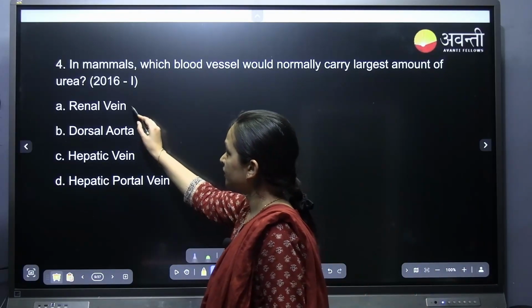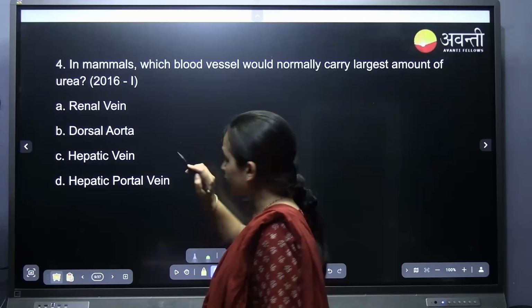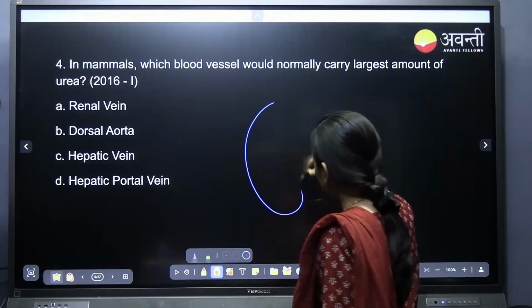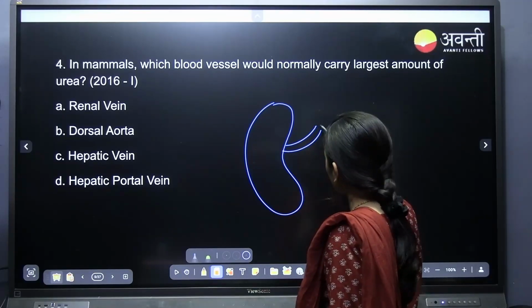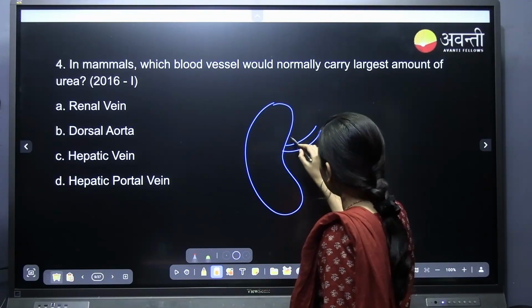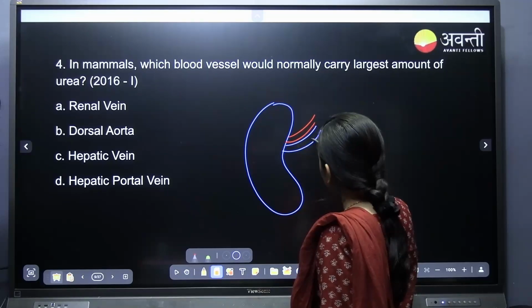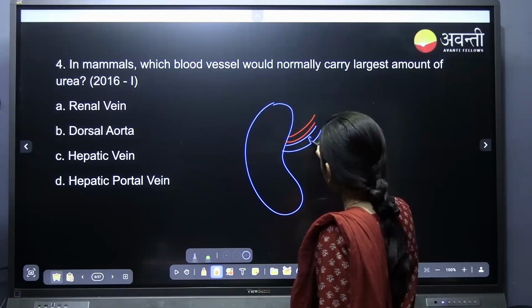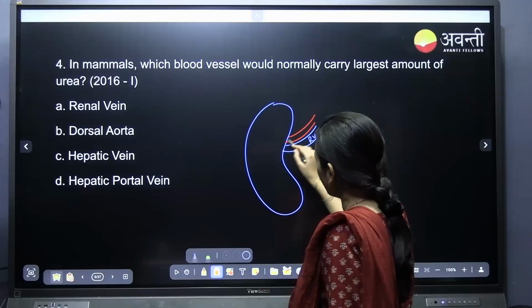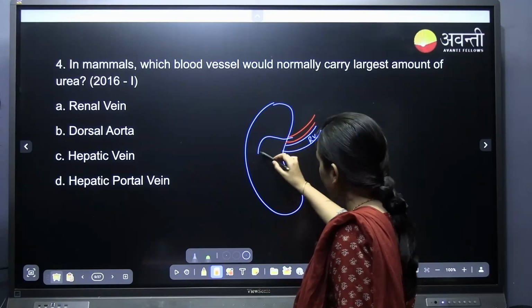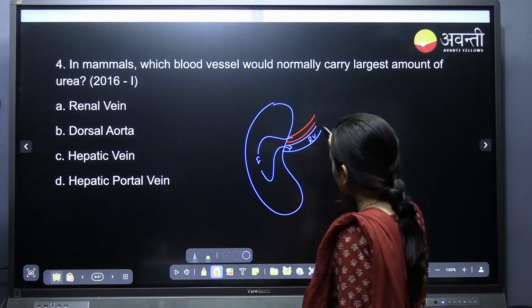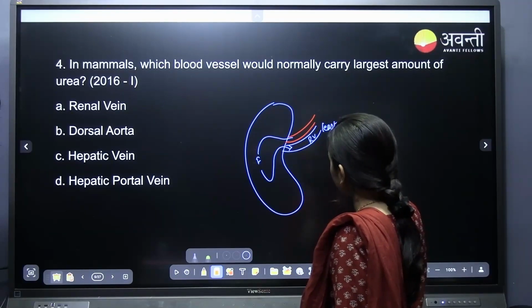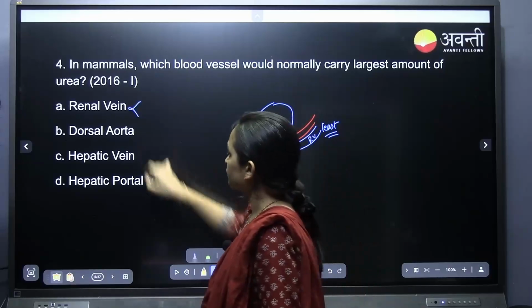Is it renal vein? What is renal vein? The vein which is coming out of the kidney. One is renal artery, and this one is renal vein. Anyway, the blood goes here, filtration takes place and it comes out. Anyway, this will have the least amount of urea, right? So which means not this.